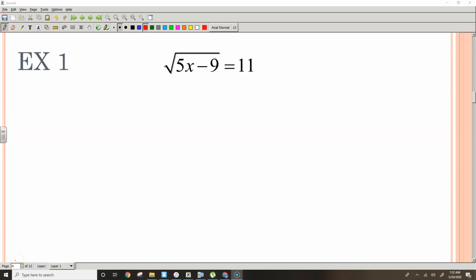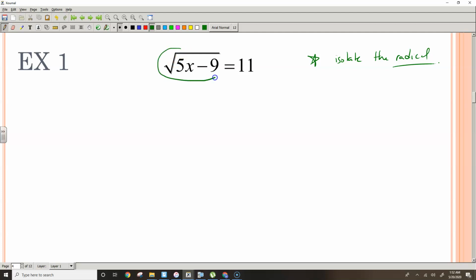All right, so let's look at our first example. First example is very similar to the warm-up that we did, and we looked at the square root of 5x minus 9 equals 11. And in all these problems, the main thing that you want to do is isolate the radical expression. In this problem, it's already isolated.